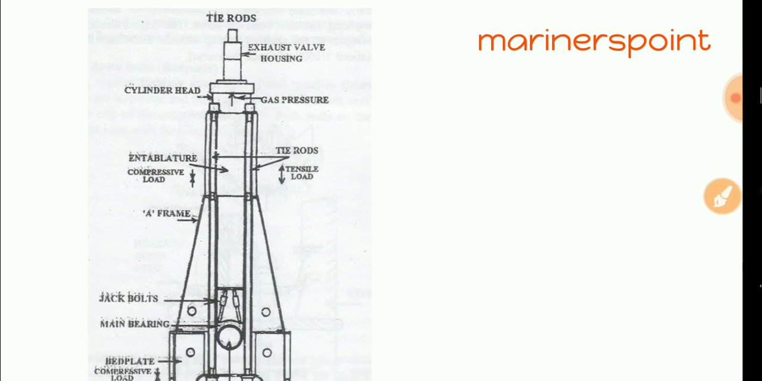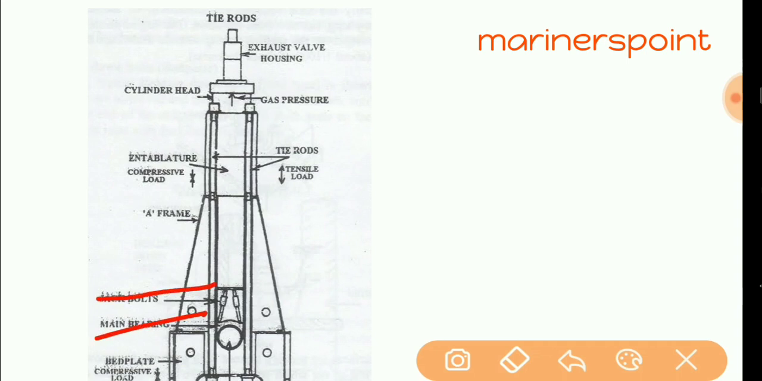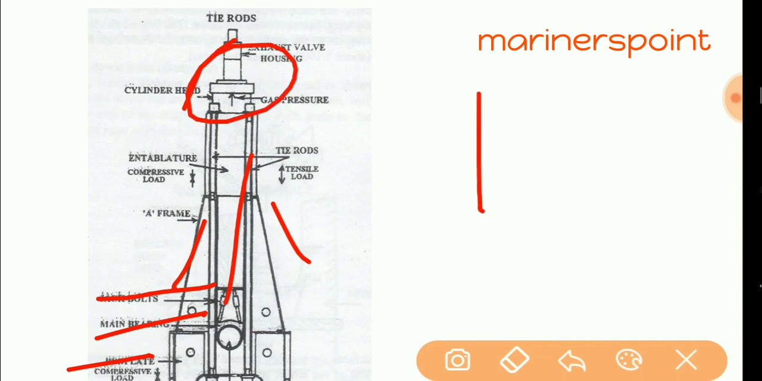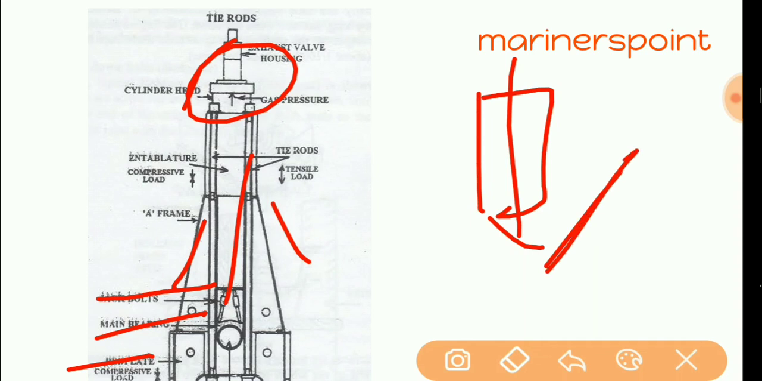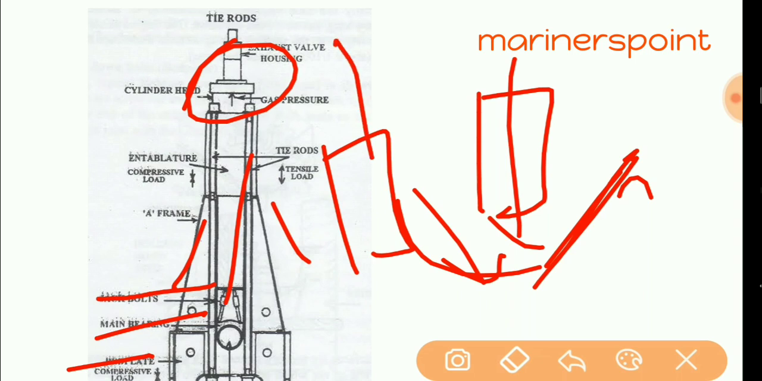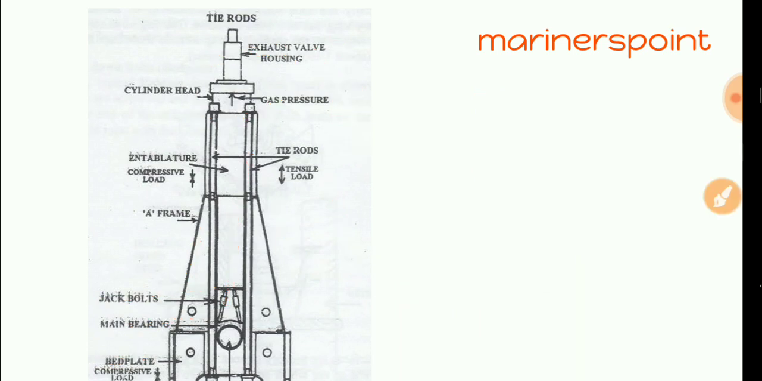this is a very simple diagram of a two-stroke engine, in which see the jack bolt, main bearing, bed plate, A frame. Okay, and tie rod. A question will come on the number of tie rods to find the exhaust valve housing. The exhaust valve will be vertical. Okay, the fuel injector will be at some angle, and it goes with the fuel pump. Okay, two lines will go, one for the exhaust valve and one for the fuel injector. Okay, and this is all about the nomenclature of a marine diesel engine. Okay, thank you.